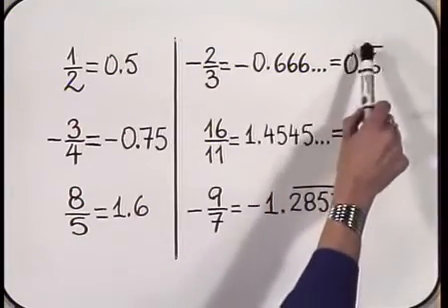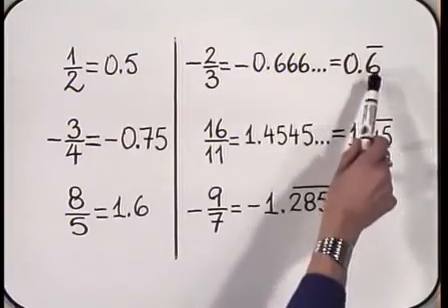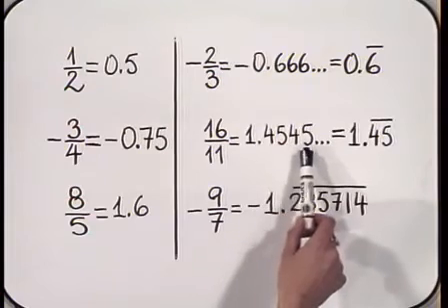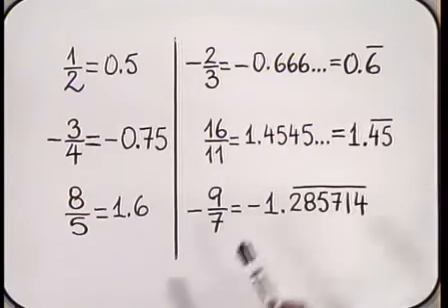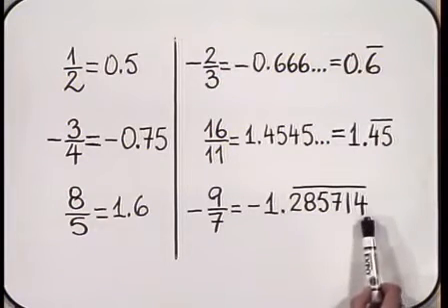We write that this way. The little bar means that this digit repeats itself. 6 is the period of the number. In this case, 45 keeps repeating itself. 45 is called the period and denoted by the bar. This number has a long period, a 6-digit period.